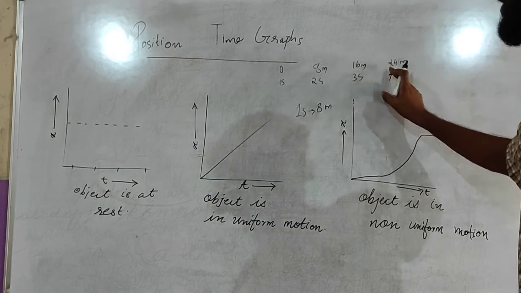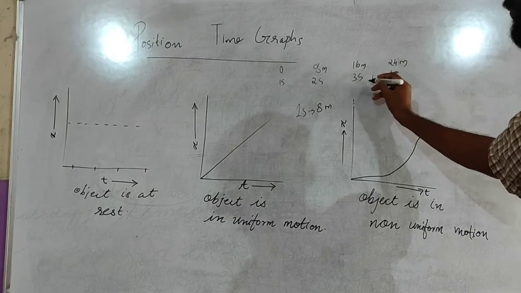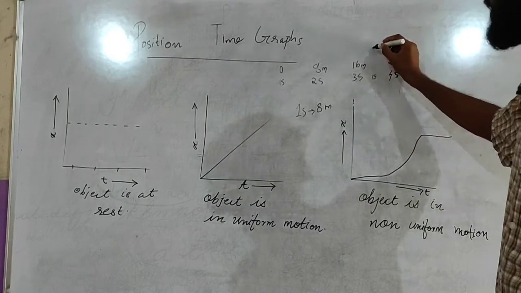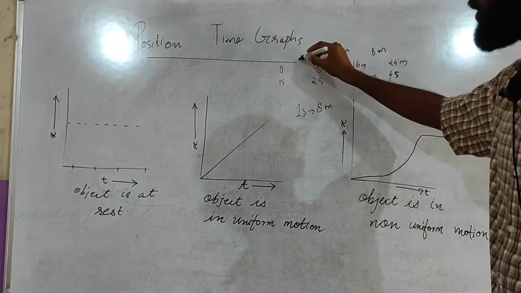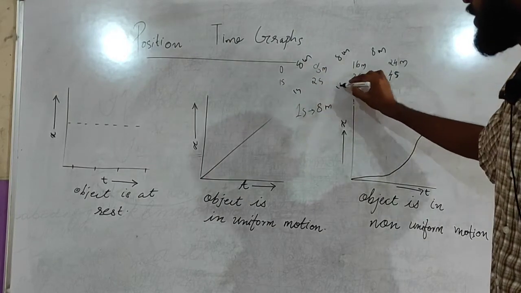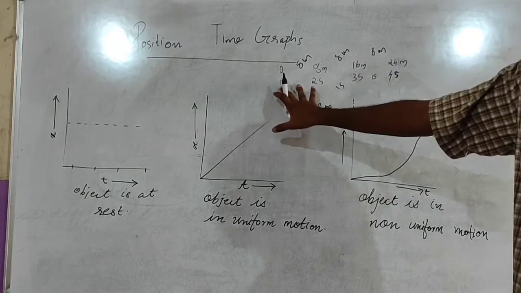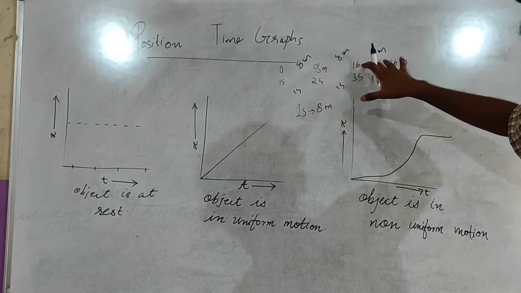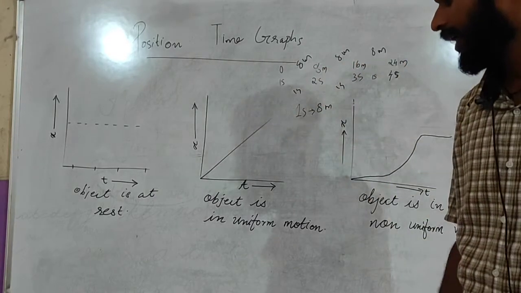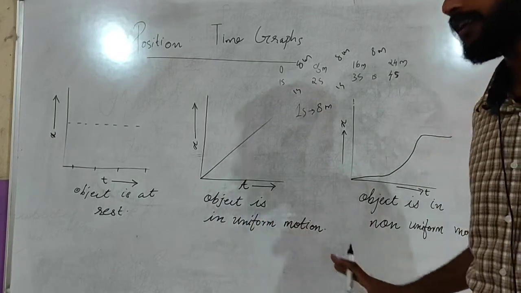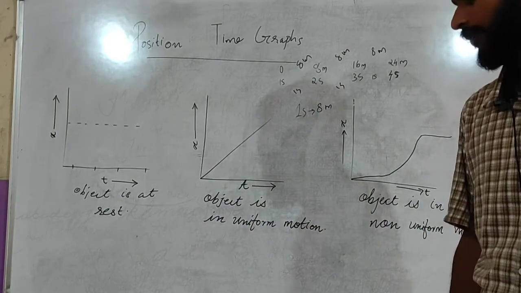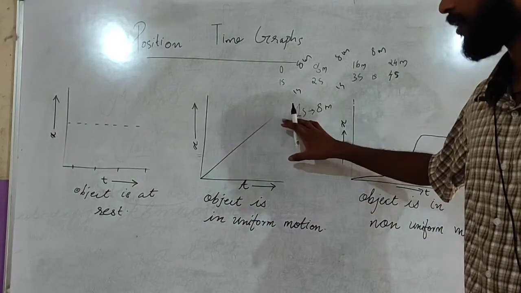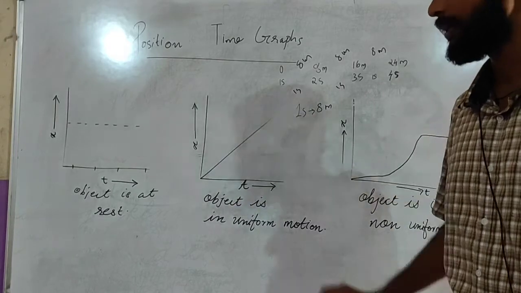So the time interval is 1 second and the displacement is 8 meters, 8 meters, 8 meters for each 1 second. So for equal intervals of time, if equal displacement is happening, then you can say the object is in uniform motion. For uniform motion, the graph will be a straight line. A straight linear line will be there.